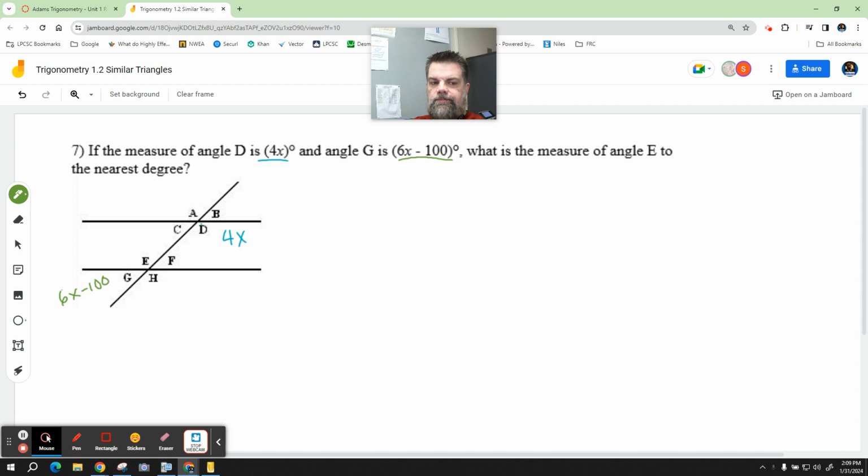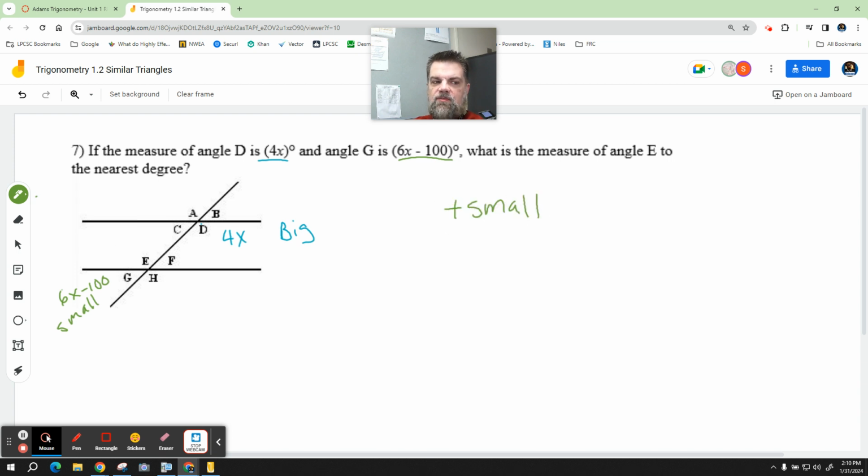Okay. If you were to use the Adams terminology, what would you say D is? Big. And what would G be? Small. And what do we know about that? Well, we know that big plus small equals 180.